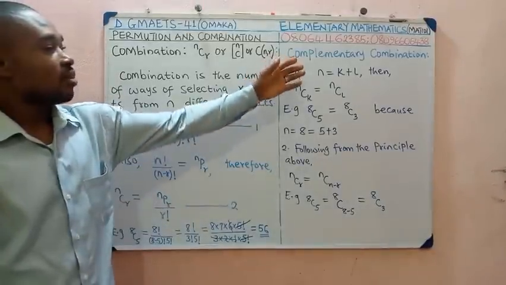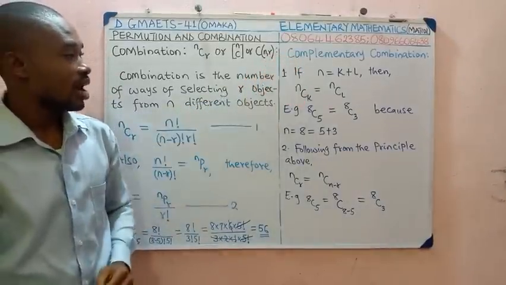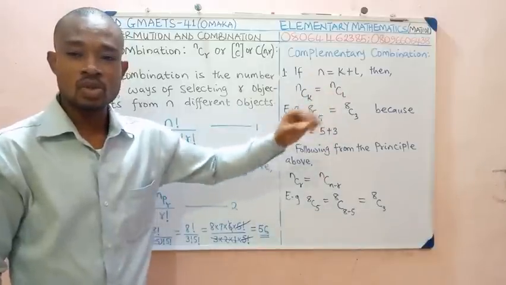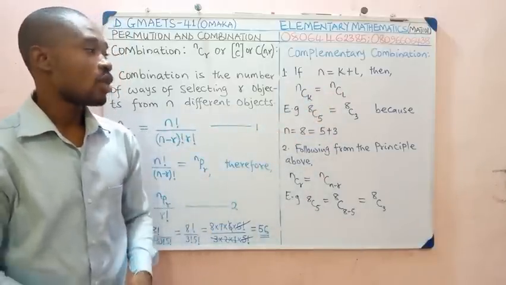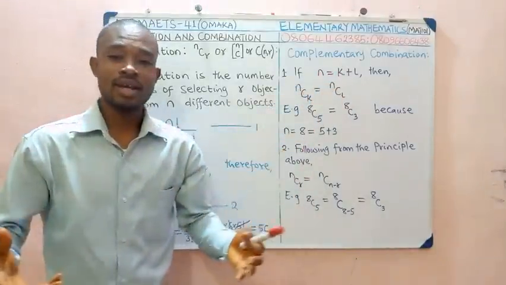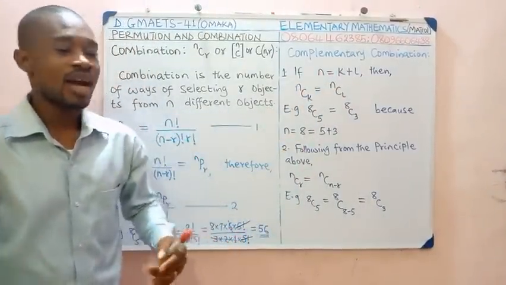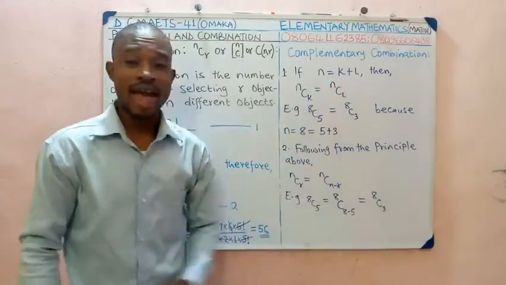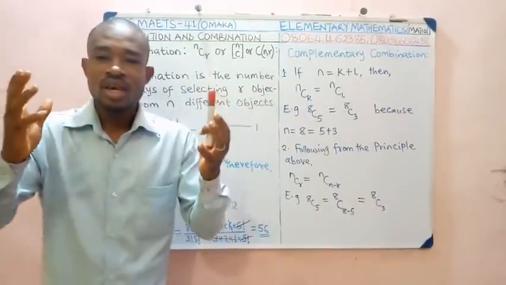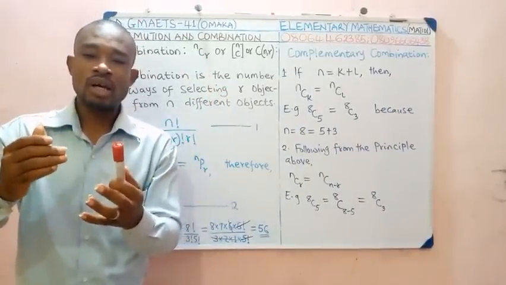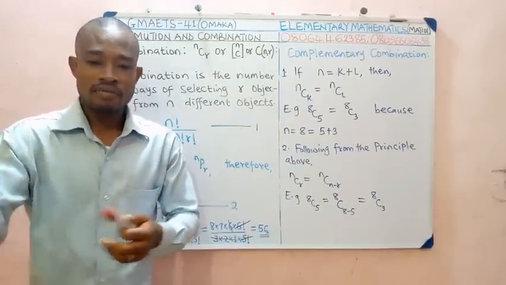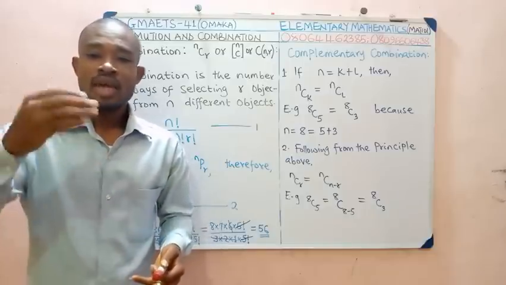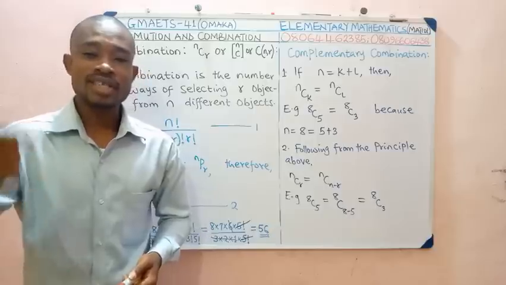Now let us look at complementary combination, alright? Complementary combination. So we've got this set of principles, you want to be guided by that. If we have n equal to k plus l, are you following, right? Then it means that n combination k will give us the same value as n combination l. Think of this. 8 can be obtained from, let's say, 3 and 5, because 3 plus 5 will give us what? 8. So it means that 8 combination 3 will give you the same value as 8 combination 5.